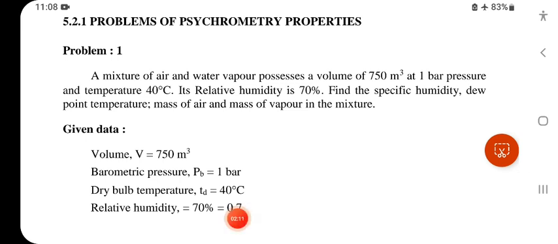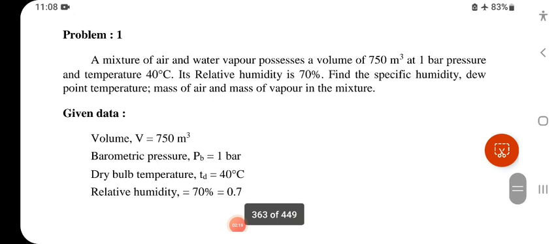Now, basic problems on psychrometric properties. Problem 1: A mixture of air and water vapor has a volume of 750 meter cube at 1 bar pressure and a temperature of 40 degrees Celsius. Its relative humidity is 70%. Find the specific humidity, dew point temperature, mass of air and mass of vapor in the mixture.